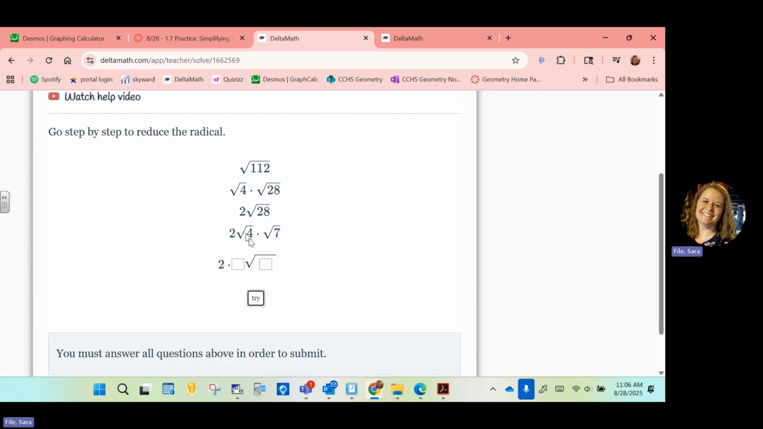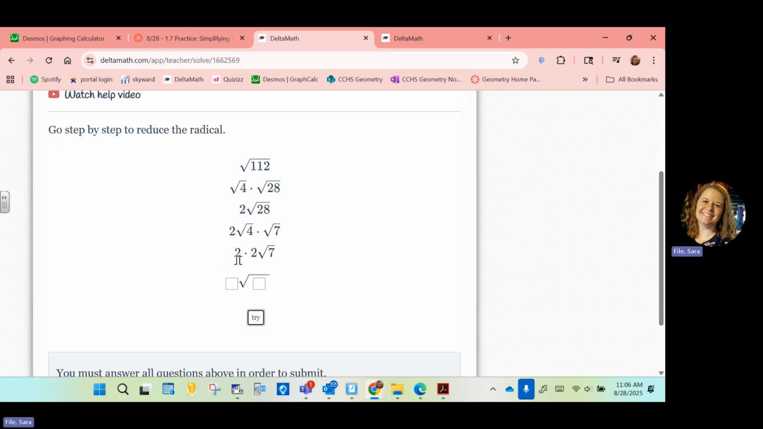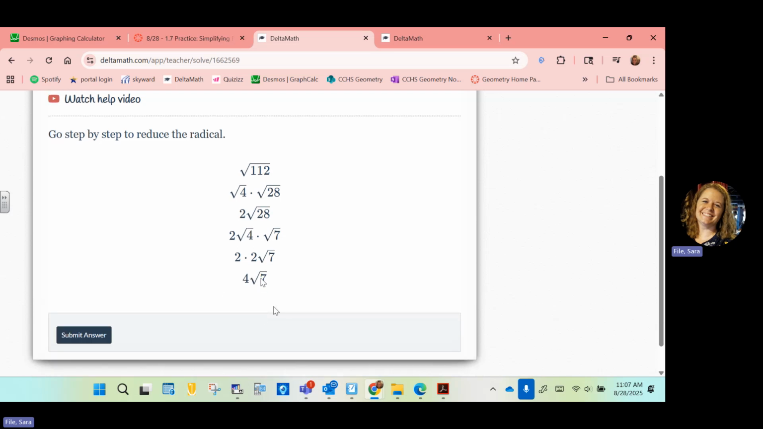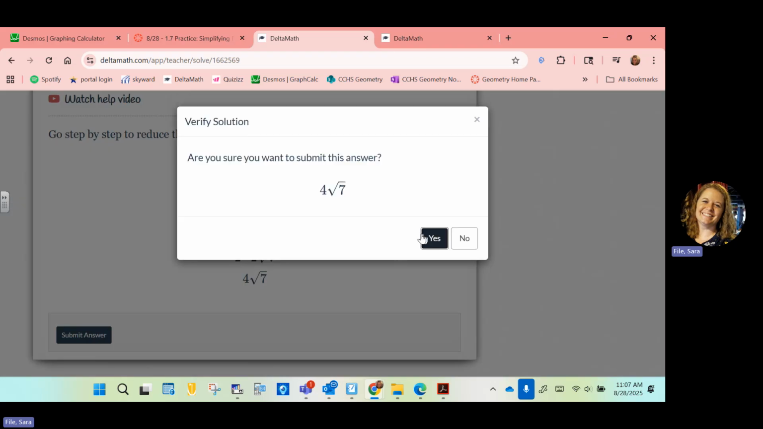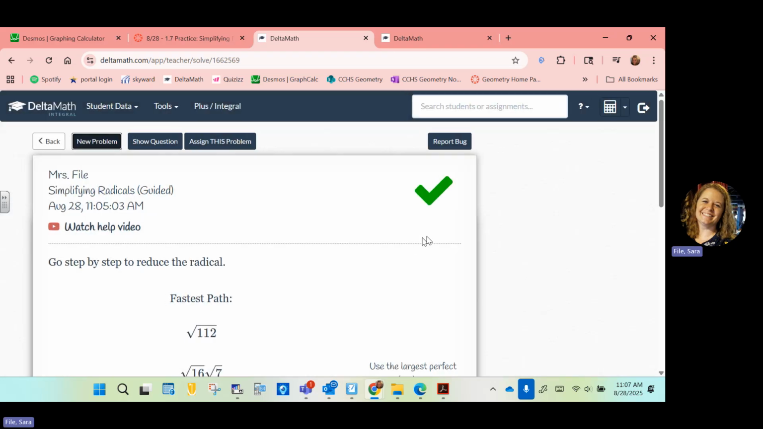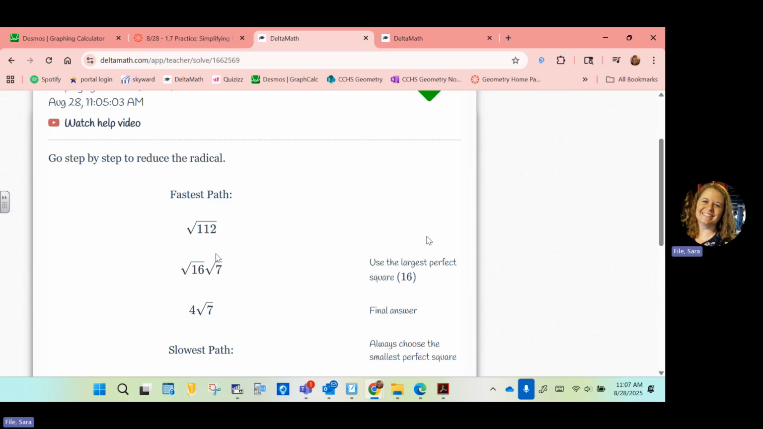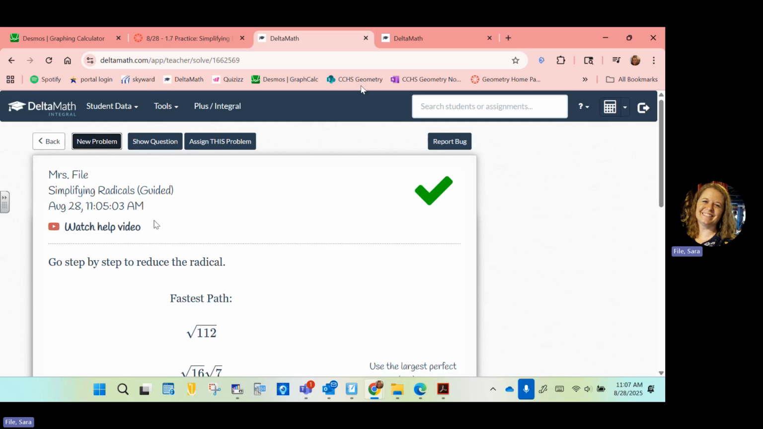So the 4, again, the square root of 4 would come out as a 2, and then the 7 would still be underneath. Now they want you to simplify. What's 2 times 2 out here? So a 4 on the outside and a 7 on the inside. And once you get here, that's it, and you just hit submit. And that's correct. Okay. Now, look, they did a different path. There was a faster path. 16 was also a factor, so you could have done it that way. But as long as you're pulling out a perfect square factor, it's going to let you do it that way. So that's how the guided one works.